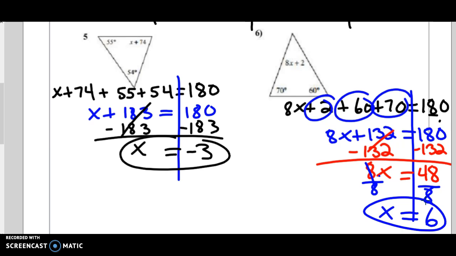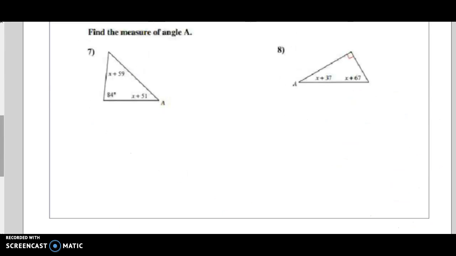Now questions 7 and 8 are very similar. However, instead of just solving for x, I also have to substitute it back in to solve for a missing angle. Alright, so example 7, same thing. I'm going to say x plus 59 plus x plus 51 plus 84. When I combine them, they have to equal 180 after I solve my equation.